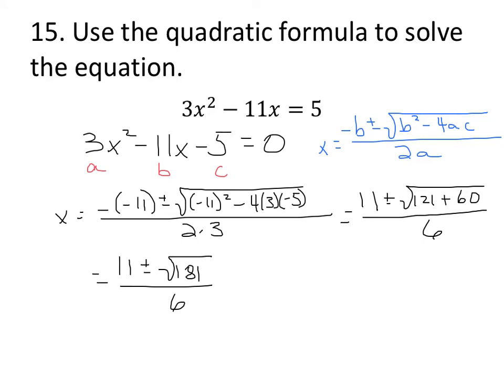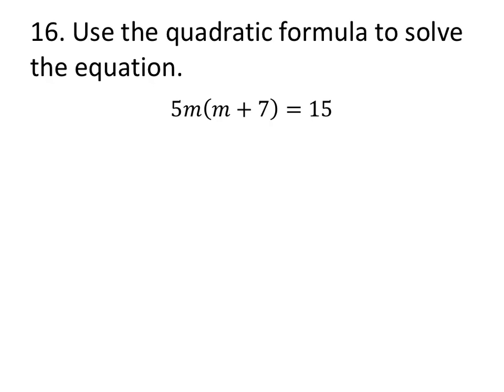And so our solution is either 11 plus the square root of 181 over 6, or 11 minus the square root of 181 over 6. This is the last problem of the review, and again we're going to use our quadratic formula. But first we have to distribute and transform this equation into standard form so that we can do that.